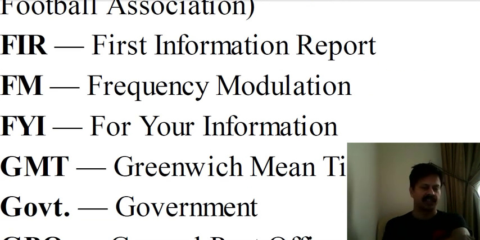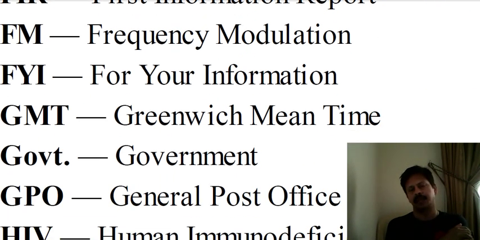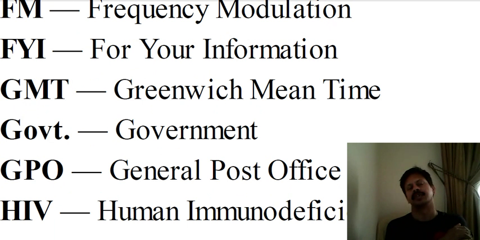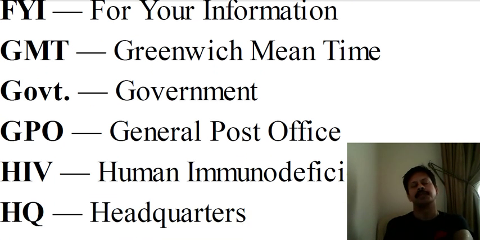FM is a type of radio, frequency modulation. FM is frequency modulation. FYI means for your information. For your information. GMT is Greenwich Mean Time. Today all the time is measured on GMT basis.